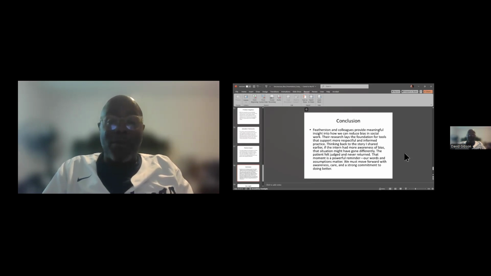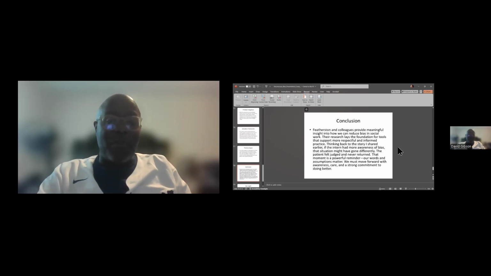And if we think back on the story, that situation could have been handled differently had the intern been aware of his bias and challenged it, because the patient never saw us again. If we address our biases, it won't happen again, and we can move forward to broaden our awareness, make sure we care, and make a strong commitment to do better.